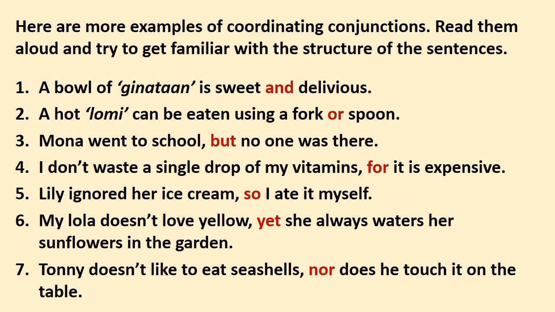Here are more examples of coordinating conjunctions. Read them aloud and try to get familiar with the structure of the sentences. 1. A bowl of ginataan is sweet and delicious. 2. A hot lomi can be eaten using a fork or spoon. 3. Mona went to school, but no one was there. 4. I don't waste a single drop of my vitamins, for it is expensive.